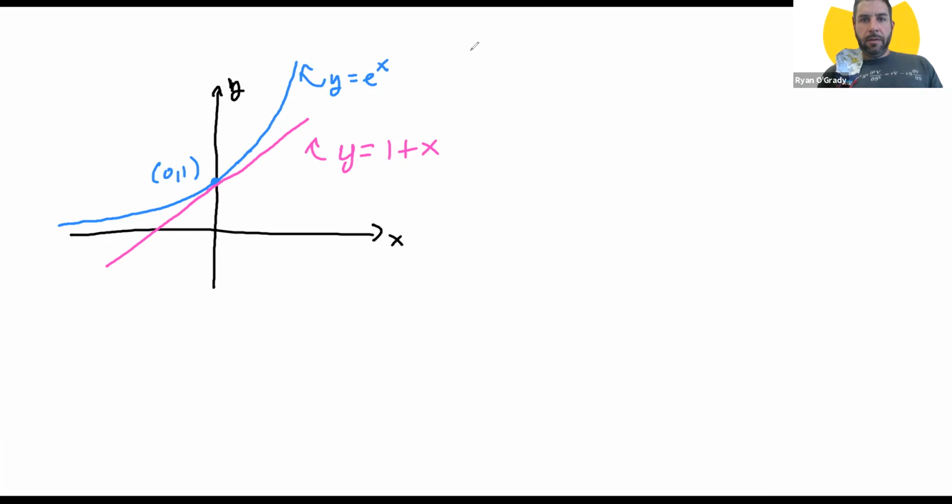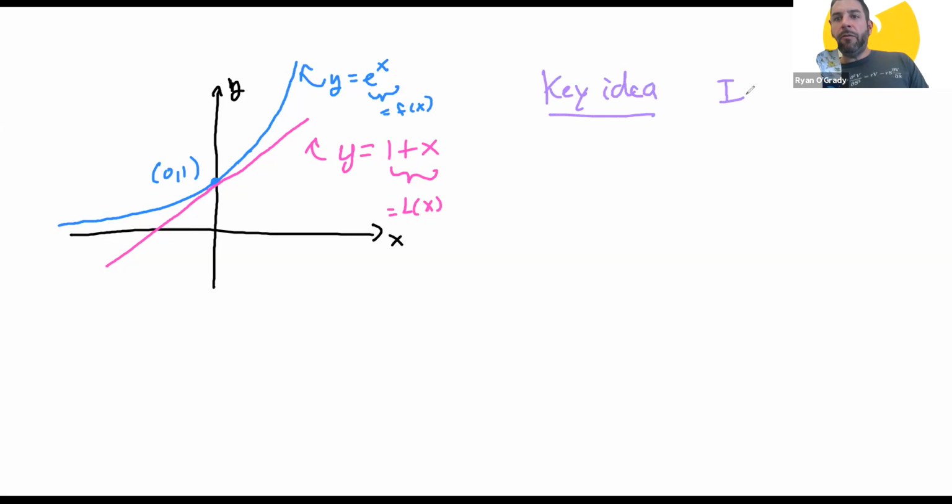And we gave names to these things. Don't forget, even though I'm writing it like that, we called this L. And of course, we called this guy f. And so here's the key idea. If x is approximately 0, we would expect 1 plus x to be approximately the same as e to the x.